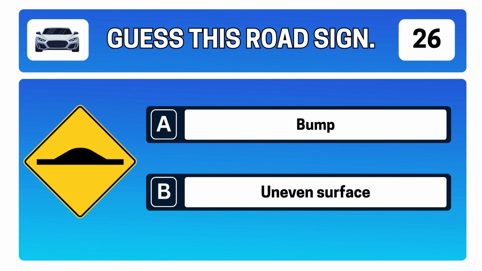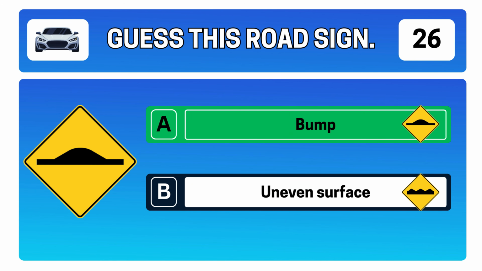Guess this traffic sign. A. Bump. B. Uneven surface. Well spotted. It is the bump sign.